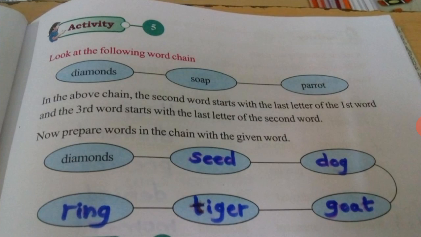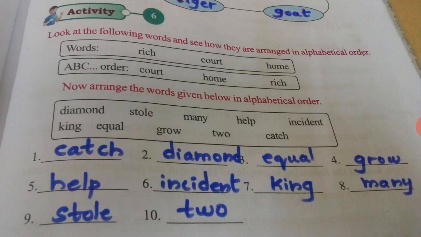This is very easy and it improves your vocabulary. If you know the spellings of the words well, then you can write many word chains. You can do it at your home in a rough book. Let's move on to the next activity, number 6.